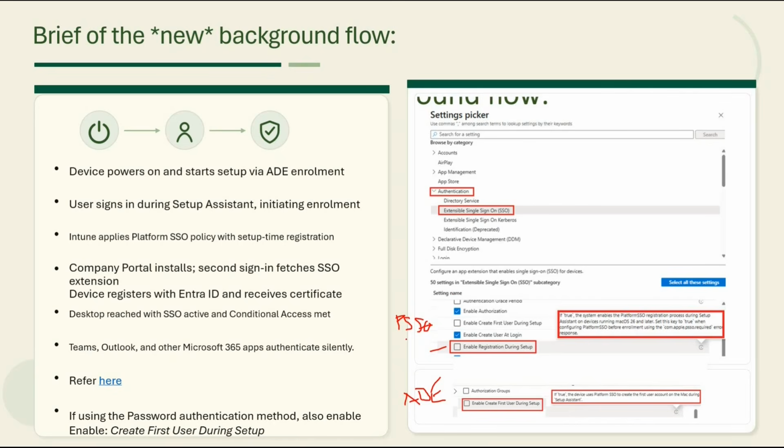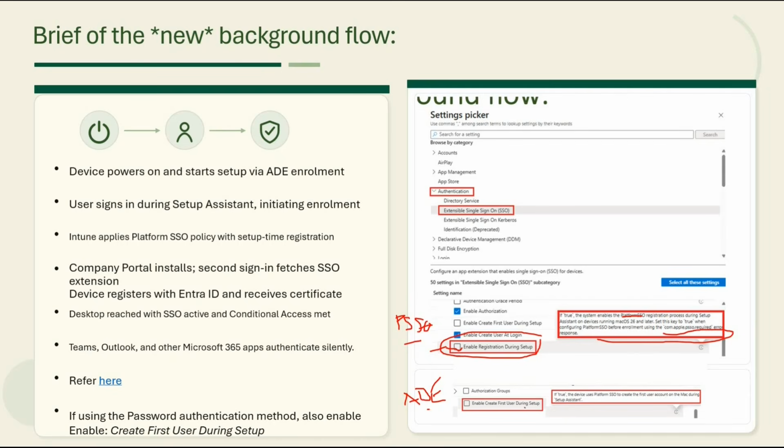So in the PSSO profile over here, you can see there is this setting which says enable registration during setup. So we need to check on this while we are making other selections under the PSSO profile. And if we look at the description of this, it says that if true, the system enables the platform single sign-on registration process during the setup assistant on the device running macOS 26 or later, which we have already seen as prerequisite, and set this key to true when configuring platform single sign-on before enrollment using this error response.